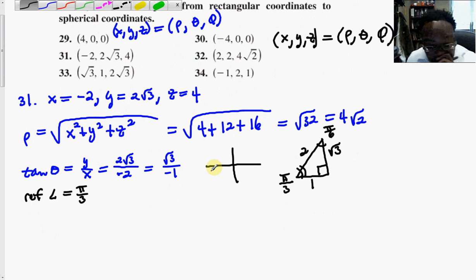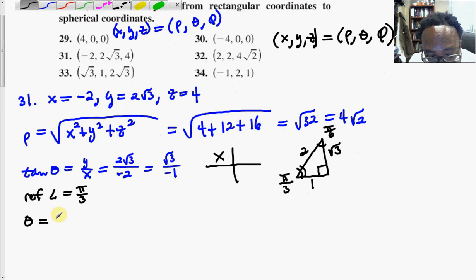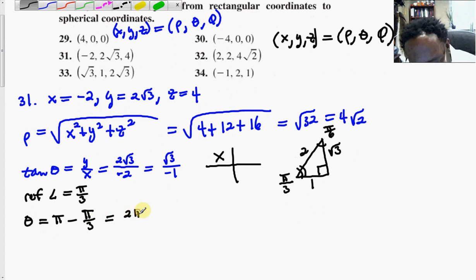If we look at the 4-quadrant system for signs, x is negative and y is positive. X is negative, y is positive. That puts us in the 2nd quadrant. So the angle theta is equal to pi minus the reference angle of pi over 3. So that gives us 2 pi over 3 for theta.